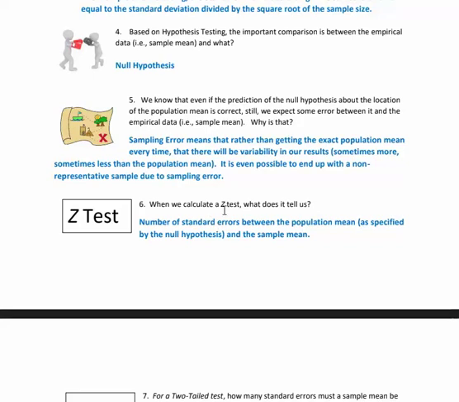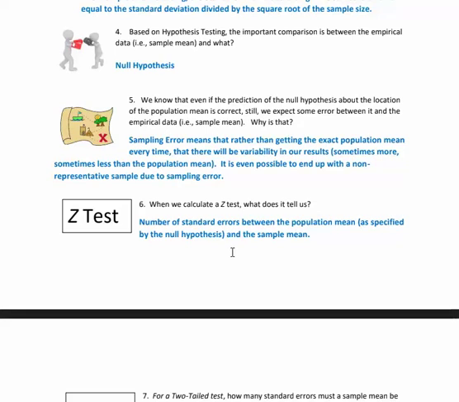Number 6, when we calculate a z-test, what does it tell us? Z-test tells us the number of standard errors between the population mean, as specified by the null hypothesis, and the sample mean. That's the job of the z-test. So if the z-test is 0, then our sample mean is right on top of the population mean. If the z-test is 1, then that means that the sample mean is 1 standard error above the mean. So z-test is kind of like a tape measure.